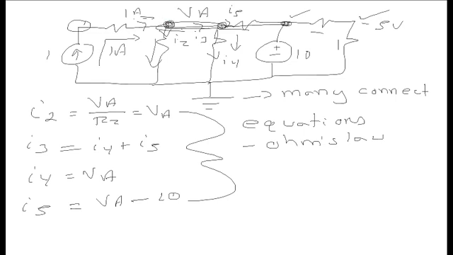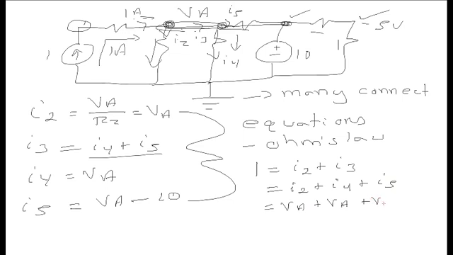Considering this node here, 1 amp in is equal to I2 plus I3. However, I3 was I4 plus I5. So 1 amp in is I2 plus I4 plus I5. Substituting now, I2 is VA, I4 is VA, I5 is VA minus 10. If I solve this, VA is going to be 11 over 3.